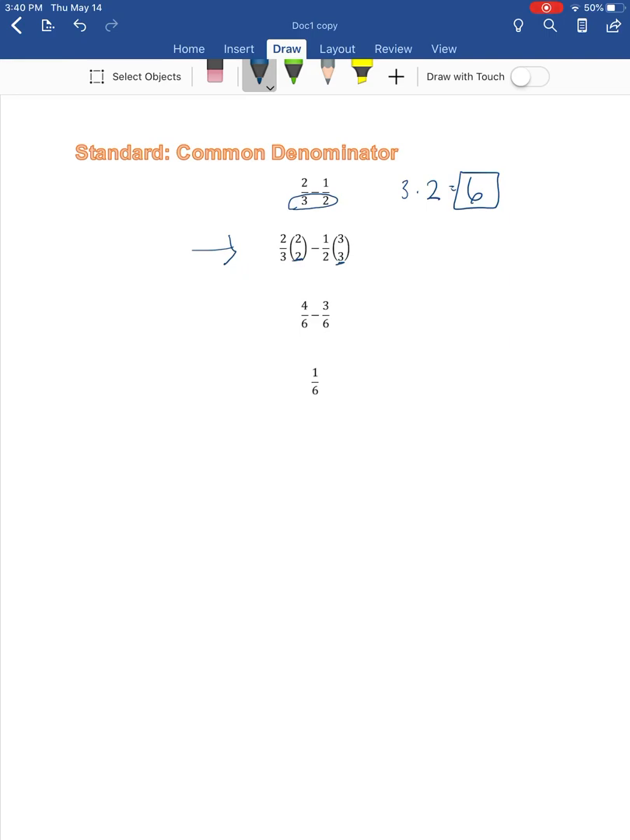So 2/3 times 2/2 is 4/6. 1/2 times 3/3 is 3/6. So we keep our denominator here, the 6, but we look at the numerators and do the subtraction for those. 4 minus 3 is 1, therefore our answer is 1/6. Okay? We're going to look at this same problem, but we're going to utilize a non-standard method to solve.